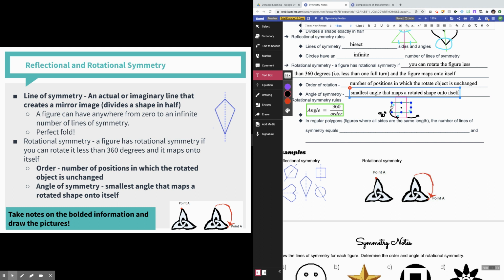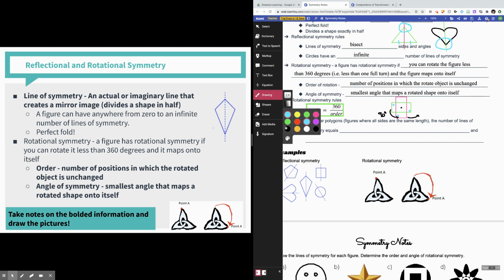If I do one turn of 90 degrees, that gets me this pink rectangle and it's not mapped back onto itself. But if I do one turn of 180 degrees, it maps back onto itself. And then if I did another 180 degree turn, this blue dot and the green rectangle would end up back where it started. So we've done one full 360 degree turn, and the shape mapped onto itself twice.